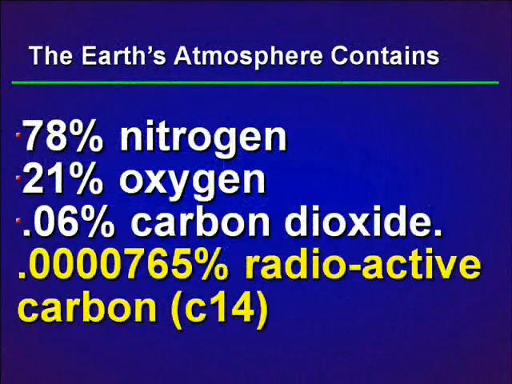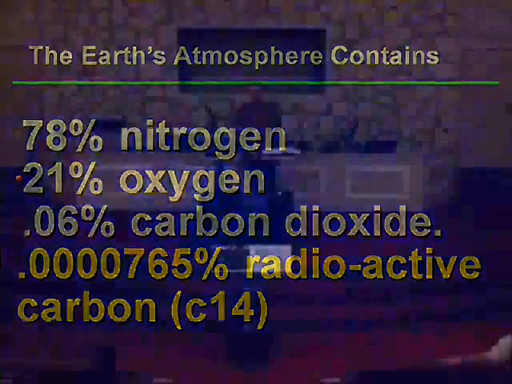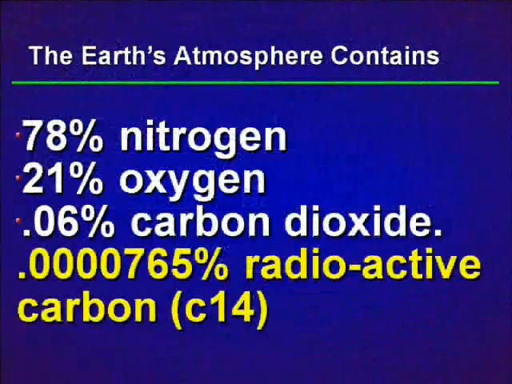So the Earth's atmosphere contains 78% nitrogen, 21% oxygen, which is probably more like 35% oxygen before the pre-flood, according to the amber and stuff we dug up, and 0.06% carbon dioxide. And in that 0.06% carbon dioxide, there is 0.0000765% radioactive carbon-14. So it's kind of combined together.